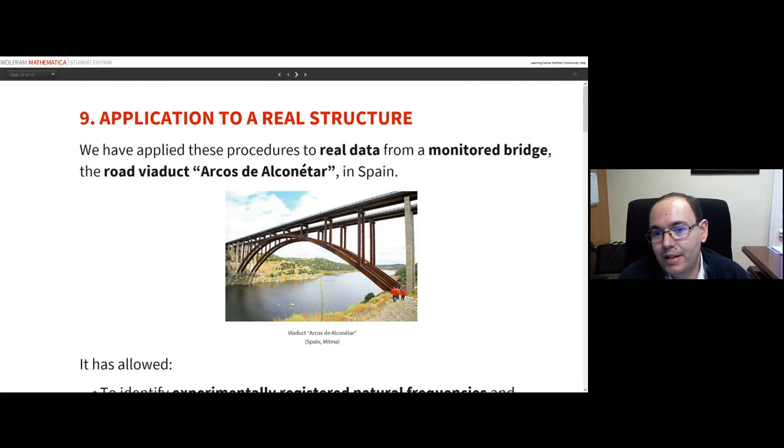Well, we have applied this to real structures. This is one real structure in Spain. It's called the road viaduct Arcos-Arconeta. It's a really high bridge. It is over the river Tagus, Tajo, with a span of more than 200 meters. So it's a really big structure.